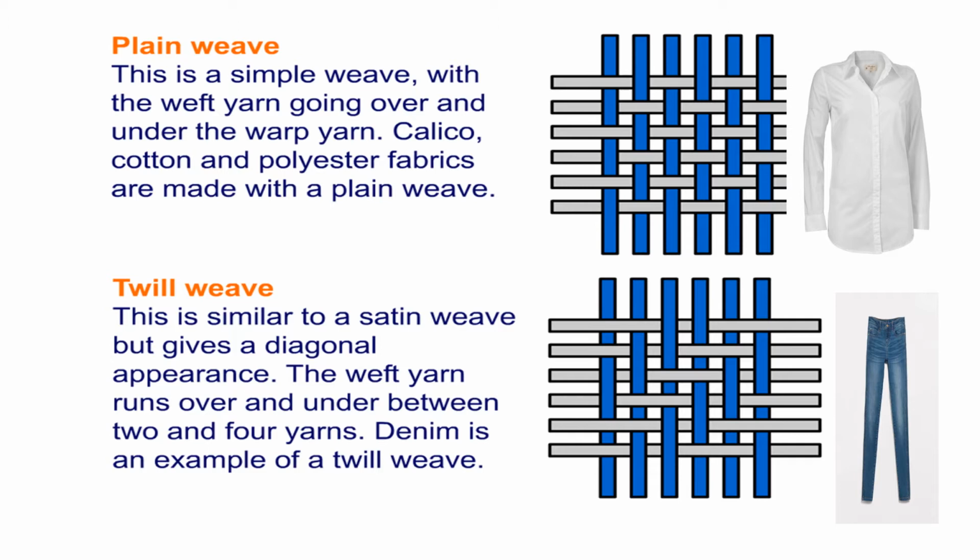Twill weave. This is similar to a satin weave that we'll discuss later, but it gives a diagonal appearance. The weft yarn, the one going horizontal, runs over and under between 2 and 4 yarns, so over 2, under 2. Denim is an example of a twill weave. This gives a coloured effect.